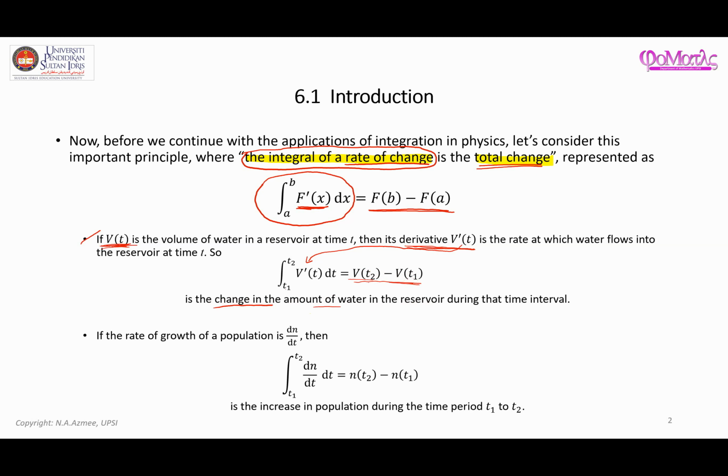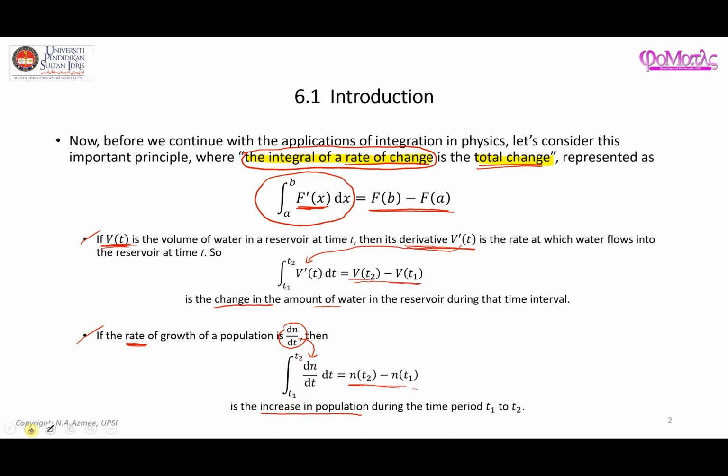Now, as a second example, if you have the rate of growth of a population represented by this first derivative, and you want to find the integral of that from point t1 to t2, the result is the difference between the population at time t2 and t1. That essentially represents the increase in population during that time period.